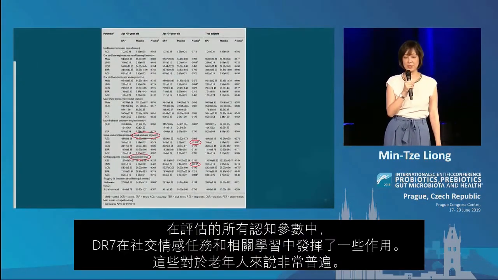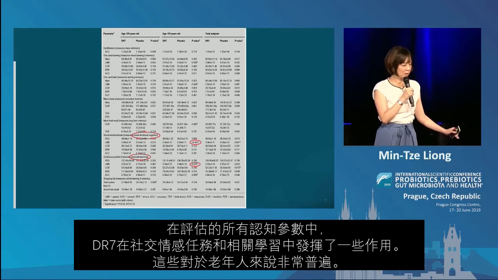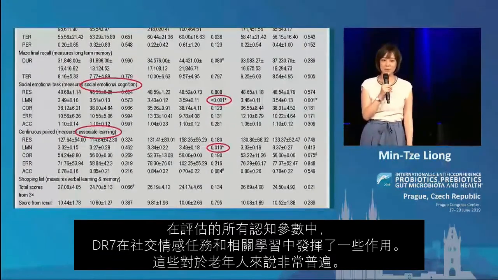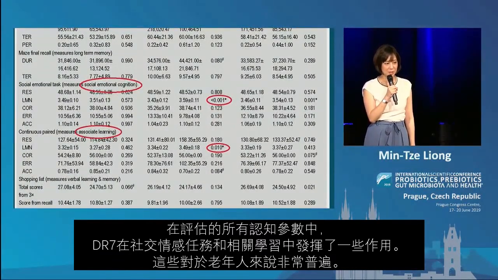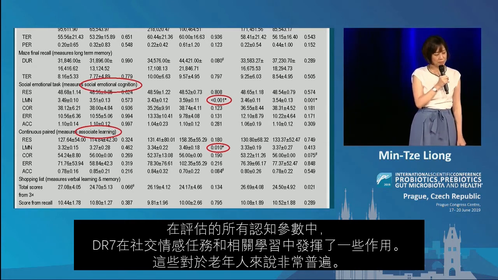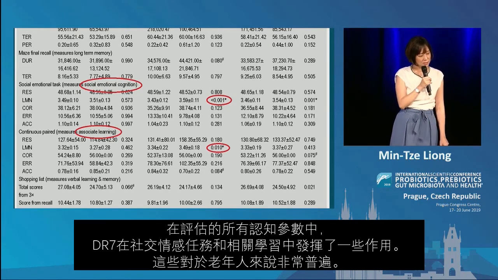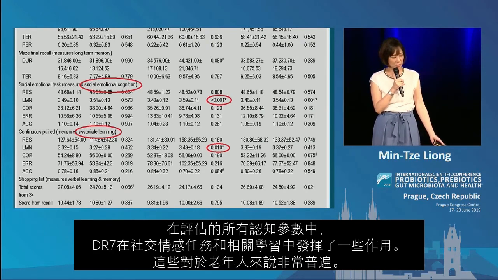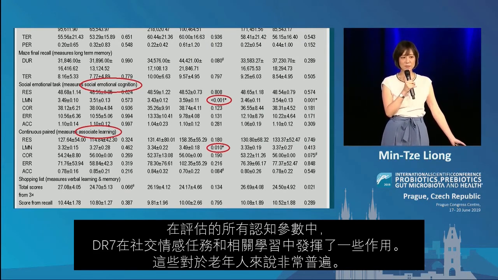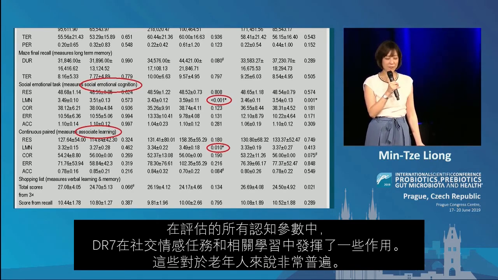Then of course we did cognition. We did a lot of parameters for cognition. I'm only showing half of them. We did not see significance for a lot of these parameters. We only saw some very minor cognitive improvement. One example would be the social-emotional task and also associated learning. We saw a little bit of improvement here, especially in the older adults that were above 30 years old.